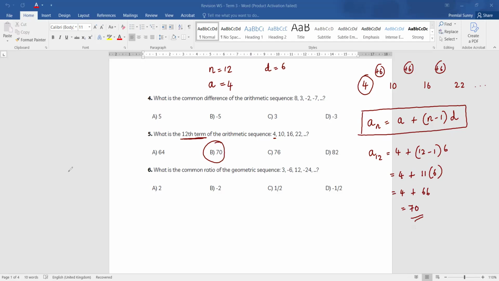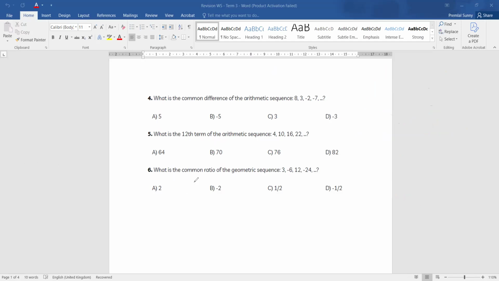Now moving on to the next one here. Question number 6. What is the common ratio? So common ratio is for a geometric sequence. Here we have 3, minus 6, 12, minus 24, etc. Now here we need to first of all know the formula for the nth term. Oh, we don't need the nth term, it is just the common ratio.